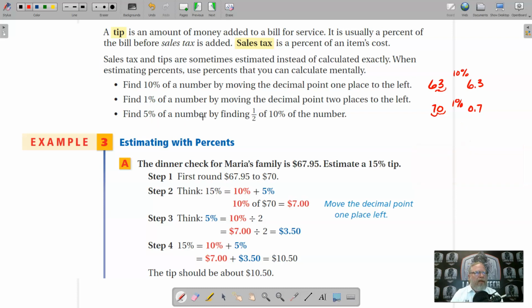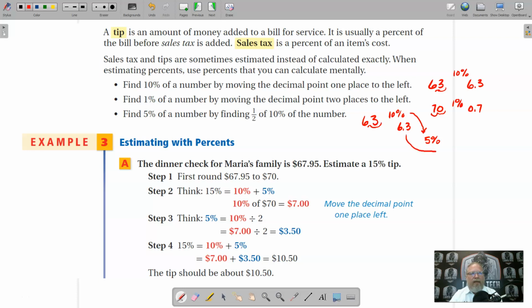And for 5%, well, 5 is 1/2 of 10, and we already talked about how to find 10%. So to find 5% of a number, we're going to just take 1/2 of 10%. So let's go back up to the example that I had of 63. Let's say I need to do 5% of 63. So I'm going to move the decimal over one place here to get to 6.3. Now, that's 10%, but I want 5%. So I'm going to take 1/2 of that, right? 10% and 5% is 1/2.